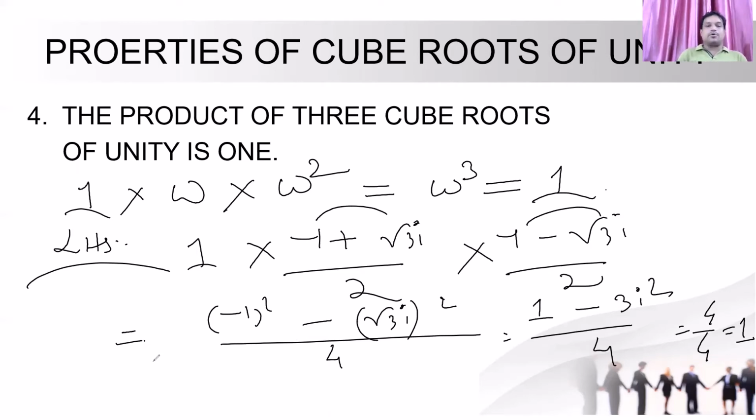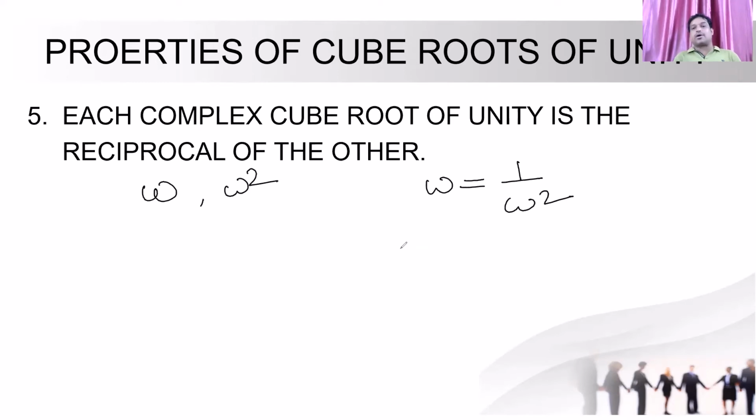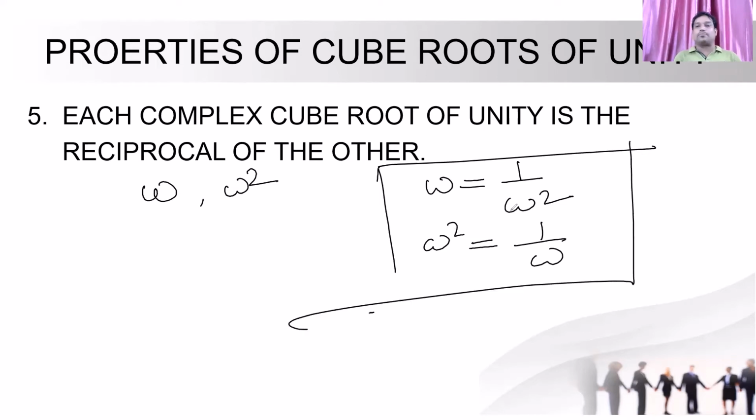Now we'll come to the next property, property number 5. In property number 5, we can see each complex cube root of unity is the reciprocal of the other. So now, each complex cube root of unity, that means what? Complex cube root of unity means omega and omega square. So it says that omega equal to 1 by omega square or omega square equal to 1 by omega. To prove this one, we have to prove omega equal to 1 by omega square and omega square equal to 1 by omega.